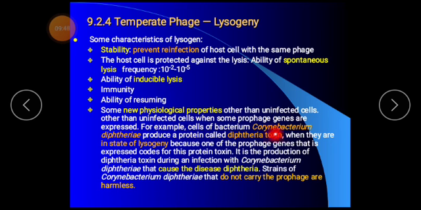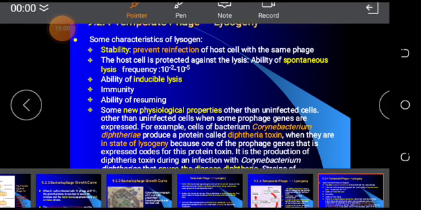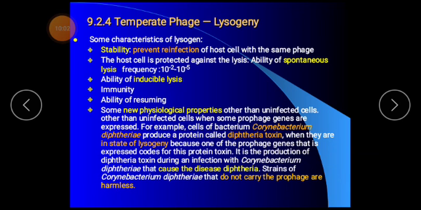For example, a bacterium like Corynebacterium diphtheriae. You have to know that when it is in the state of lysogeny, one of the prophage genes that is expressed codes for the protein toxin. It is the production of diphtheria toxin during an infection with Corynebacterium diphtheriae.